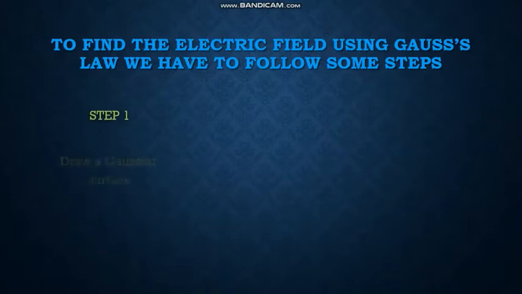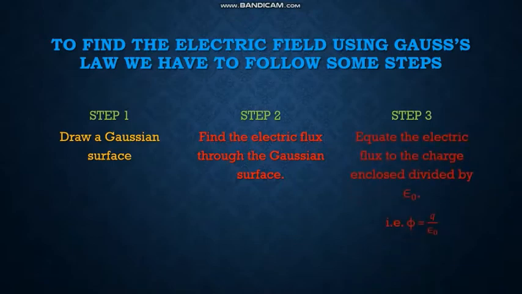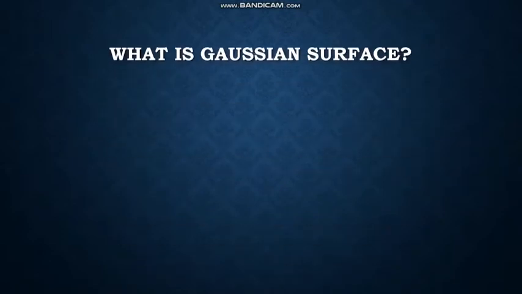Step 1. Draw a Gaussian surface. Step 2. Find the electric flux through the Gaussian surface. Step 3. Equate the electric flux to the charge enclosed divided by epsilon naught, that is, electric flux is equal to Q by epsilon naught. Then we need to know what is Gaussian surface.